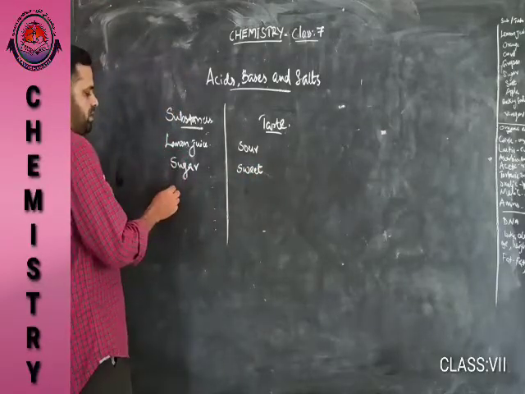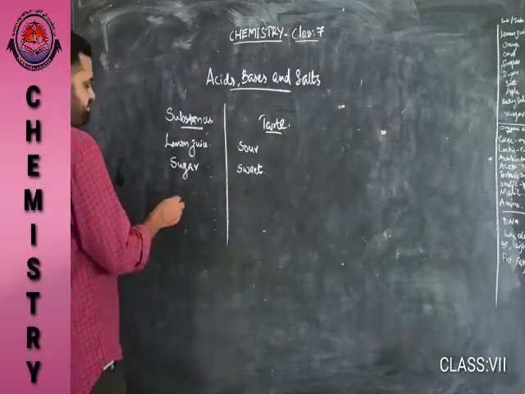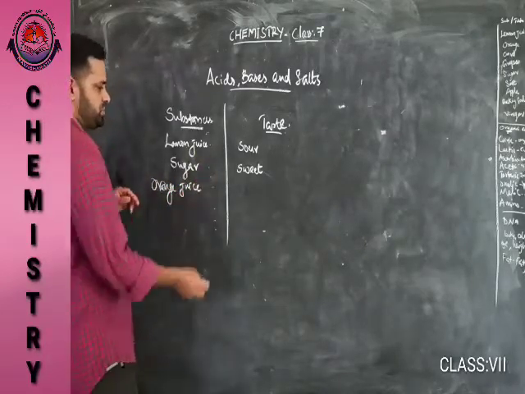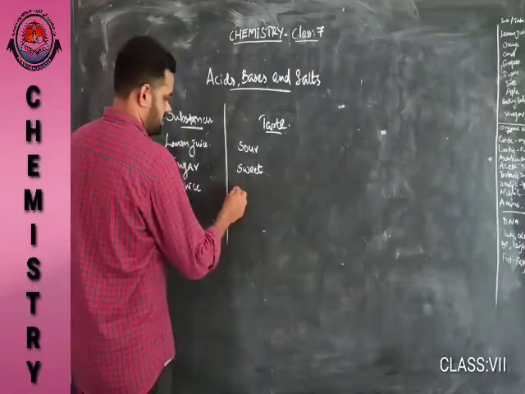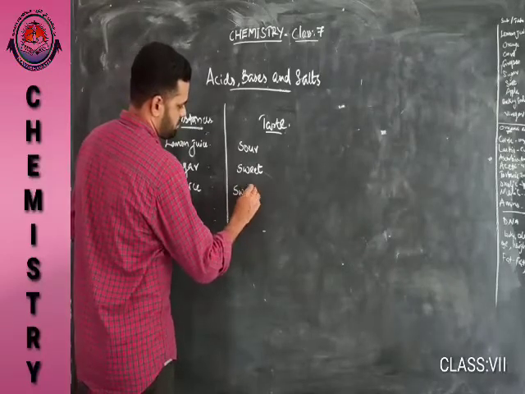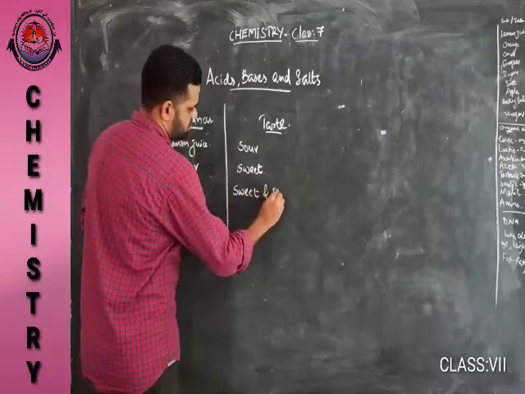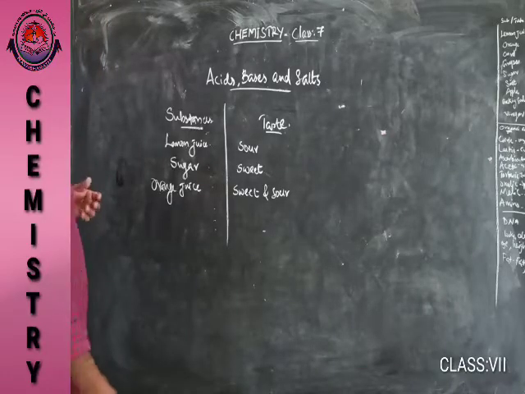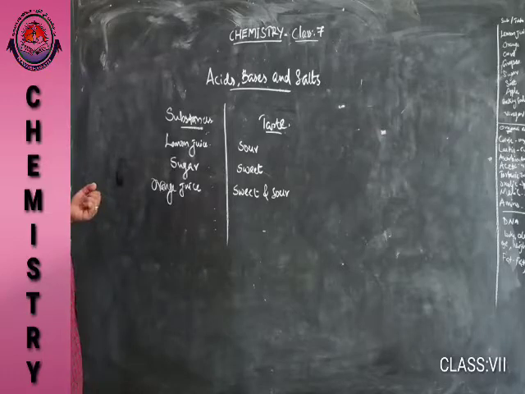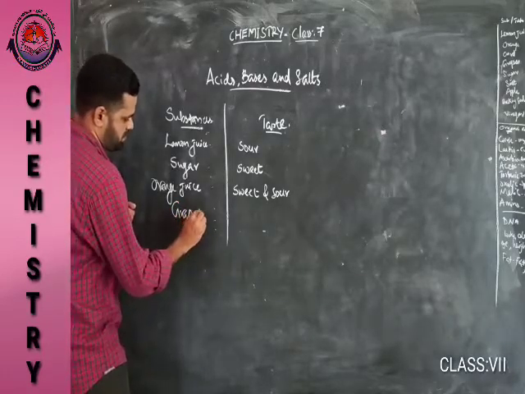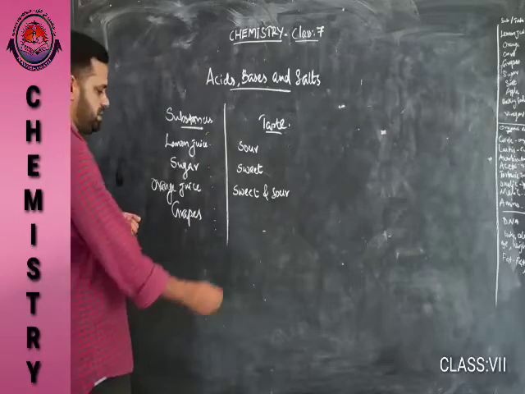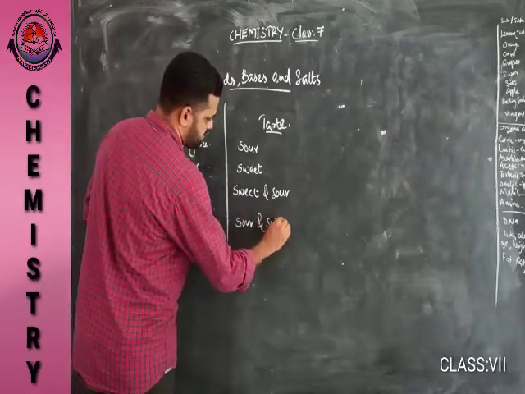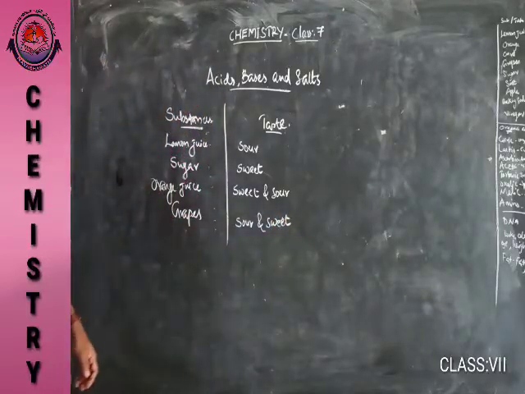Then we can take another example, orange juice. Orange juice, what is the taste of orange juice? It is sweet and sour. Sour and sweet, isn't it? Then next another example, grapes. What is the taste of grapes? It is sour and sweet in taste.